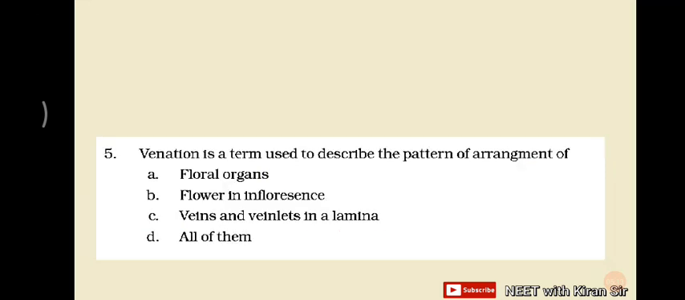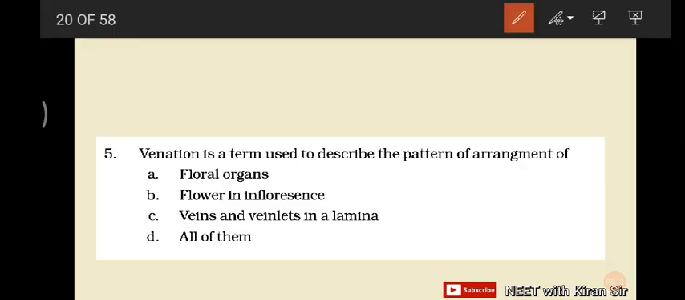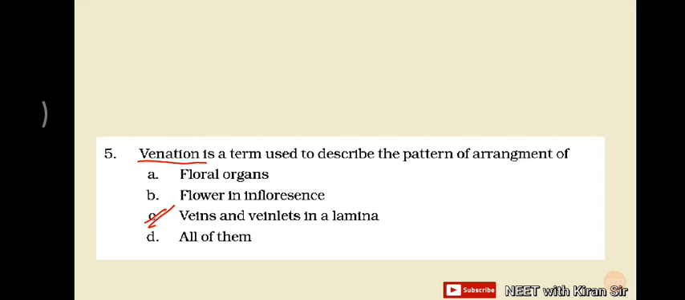Okay, next one. Venation is a term used to describe the pattern of arrangement of veins and veinlets on a leaf lamina. That is called venation. That is option C, veins and veinlets in a leaf lamina.